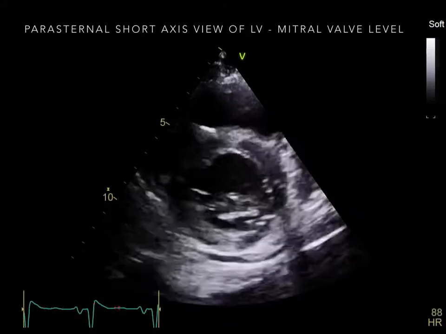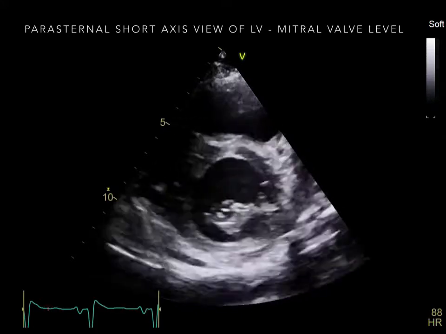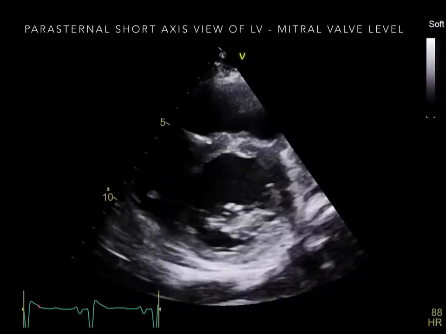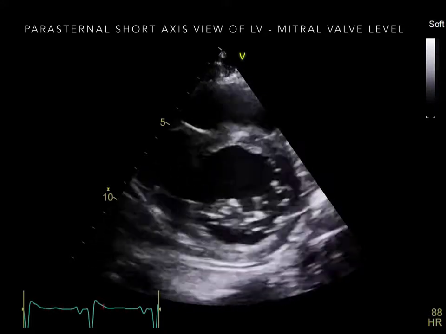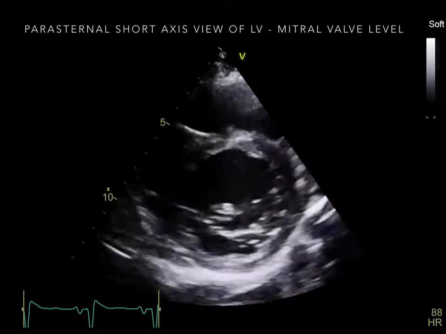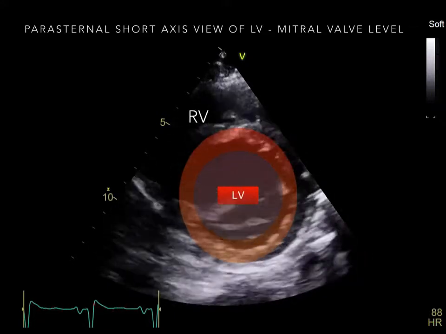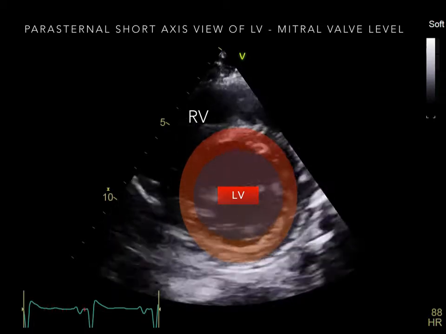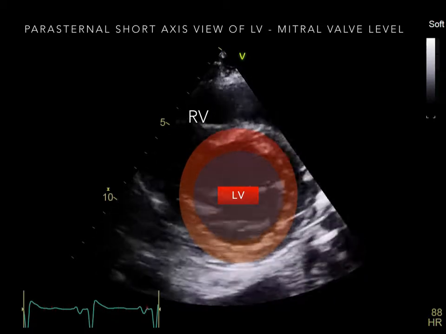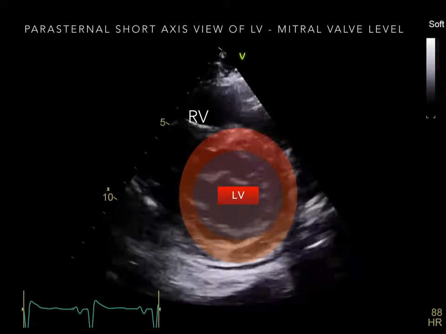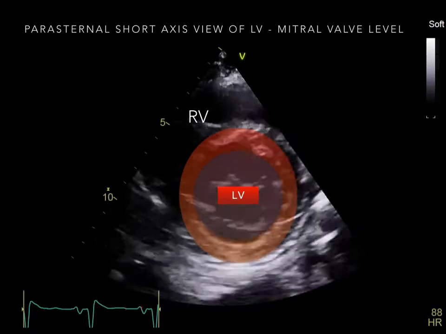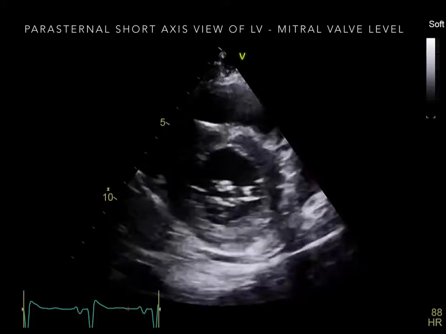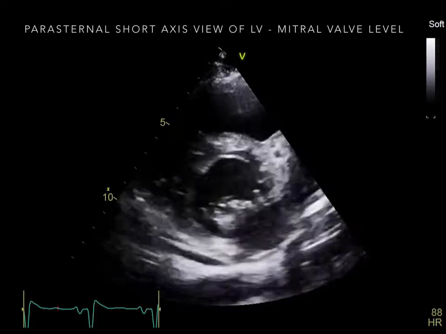The next image from the parasternal short axis view series is the parasternal short axis view of the left ventricle at the mitral valve level. Portions of the right ventricle appear anteriorly, whereas the LV appears posterior and it is circular in shape. During systole, the LV walls thicken.